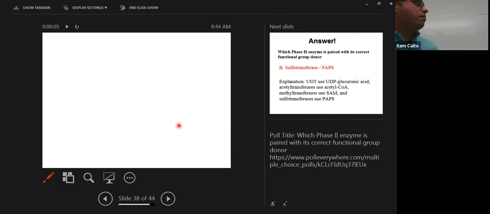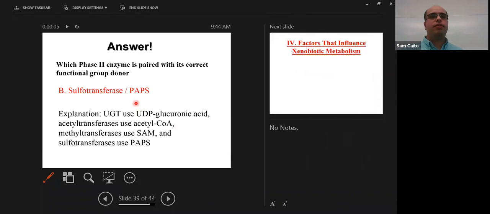Okay, so the majority of the class chose sulfotransferase with PAPS, and that's the correct answer. UGTs will always use UDP-glucuronic acid as their donor, and then the other two options had the enzyme with the functional group donor switched. So methyltransferases use SAM, acetyltransferases use acetyl-CoA.